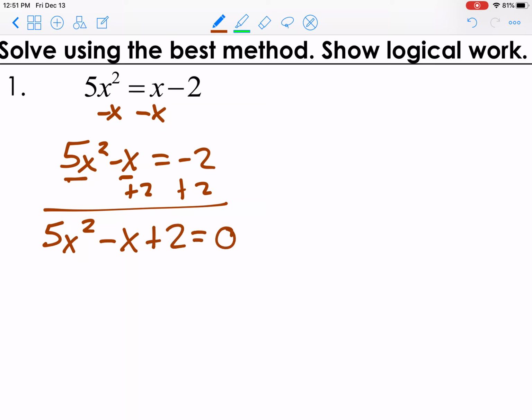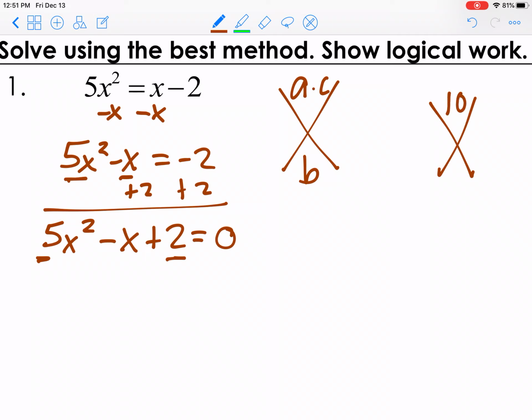Now that I'm in standard form, I like to use this x method to check for factoring. To do that, I'm going to take a times c and put those on top with b on the bottom. In this case, a times c, that's 10. And b looks like it's missing, but it's really a minus 1 right there. Now I'm looking for two numbers that when I multiply them, I get 10, but when I add those same two numbers, I get negative 1.